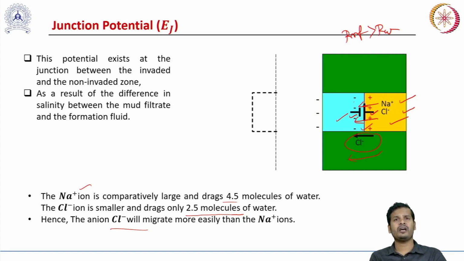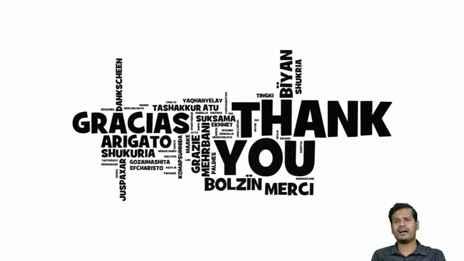So this is about our electrochemical potential, which is made of two potentials, the membrane potential and the junction potential. In the next class, we'll have more discussion about the quantitative measurement of the electrochemical potential, and we will discuss the electrokinetic potential. Then we'll discuss how to interpret the SP log data to find out where porous and permeable formation can exist, and also how to calculate the salinity of the formation and calculate the formation water resistivity.